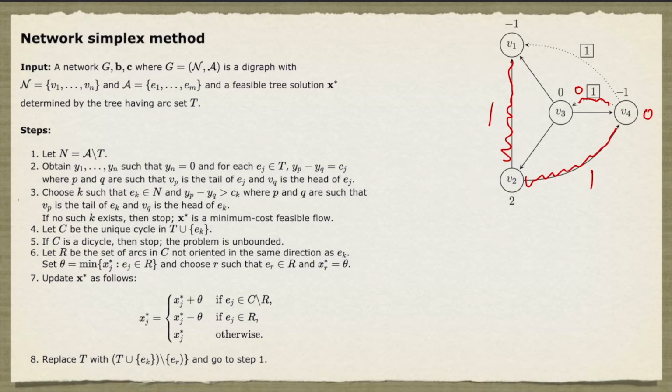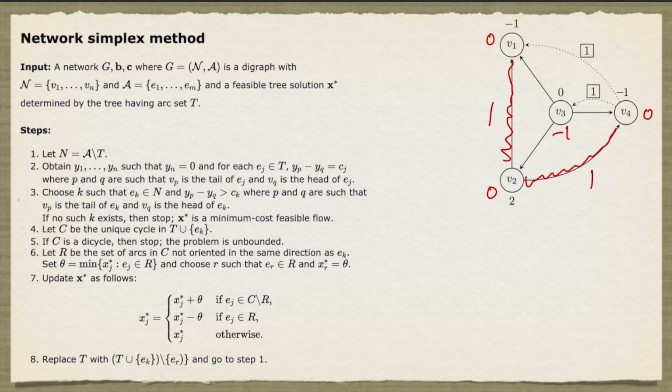And now let's work out the y values again. So y3 is as before, -1, because we need y4 minus y3 to be equal to 1. And y2 is again 0. And y1 is also 0. And in step 3, there's no entering arc that we can choose. And so this is a minimum cost feasible flow. But as you can see, we still have an artificial arc in the tree. So if we remove the artificial arcs, we will have a feasible flow for the original network, but we won't have a tree with 3 arcs.